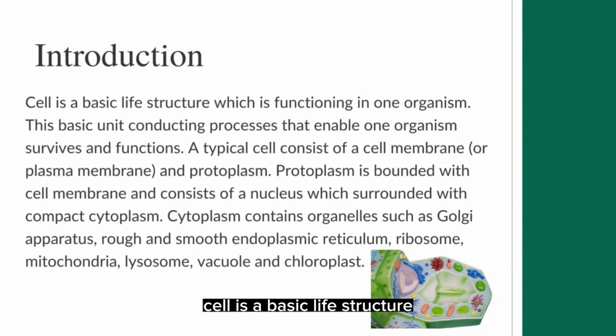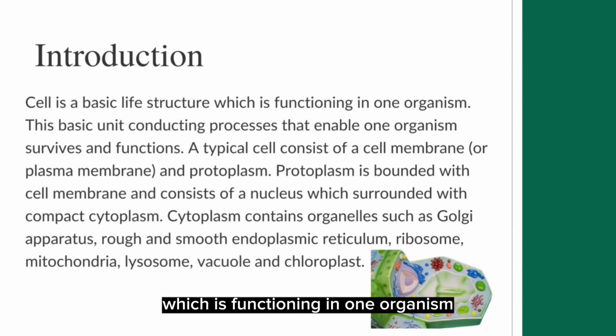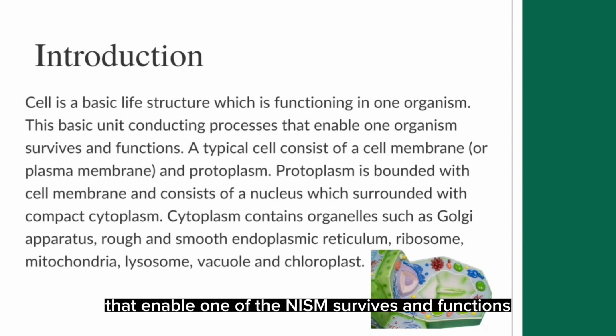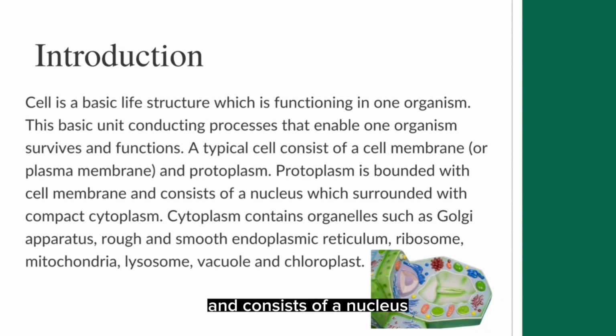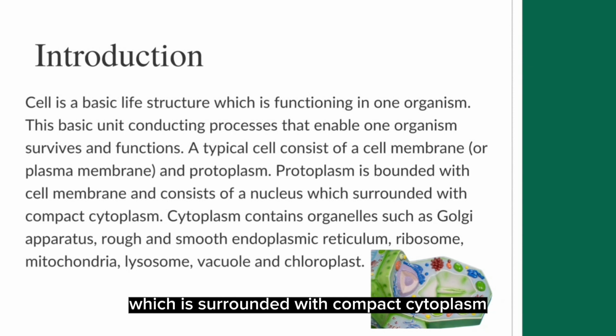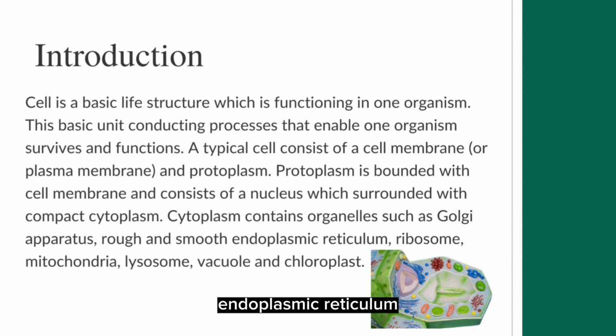Introduction. Cell is a basic life structure which is functioning in one organism. This basic unit conducts processes that enable one organism to survive and function. A typical cell consists of a cell membrane or plasma membrane and protoplasm. Protoplasm is bounded with cell membrane and consists of a nucleus which is surrounded with complex cytoplasm. Cytoplasm contains organelles such as Golgi apparatus, rough and smooth endoplasmic reticulum, ribosome, mitochondria, lysosome, vacuole, and chloroplast.